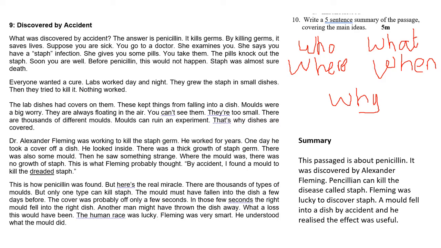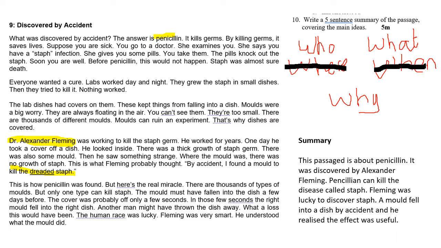So in this passage, let's start with who. Who is this about? This is about Dr. Alexander Fleming. What is this about? It's about penicillin. Penicillin which cured staph, which killed the dreaded staph. Where is it? We don't know. So in this story, we cannot say where. When is it? We don't know. So we can take it out for here. Why did it happen, or what happened? Well, let's think about this carefully. What are the main points that we need to include?